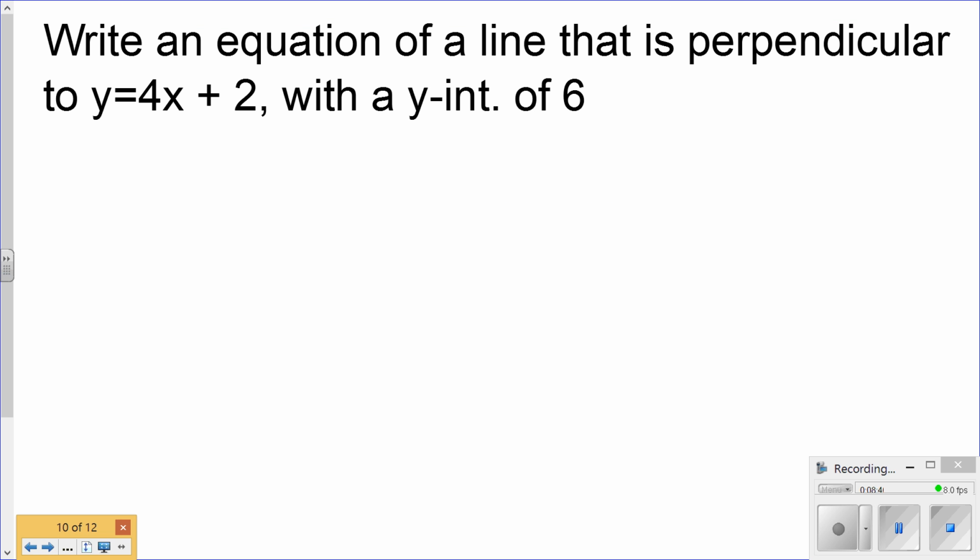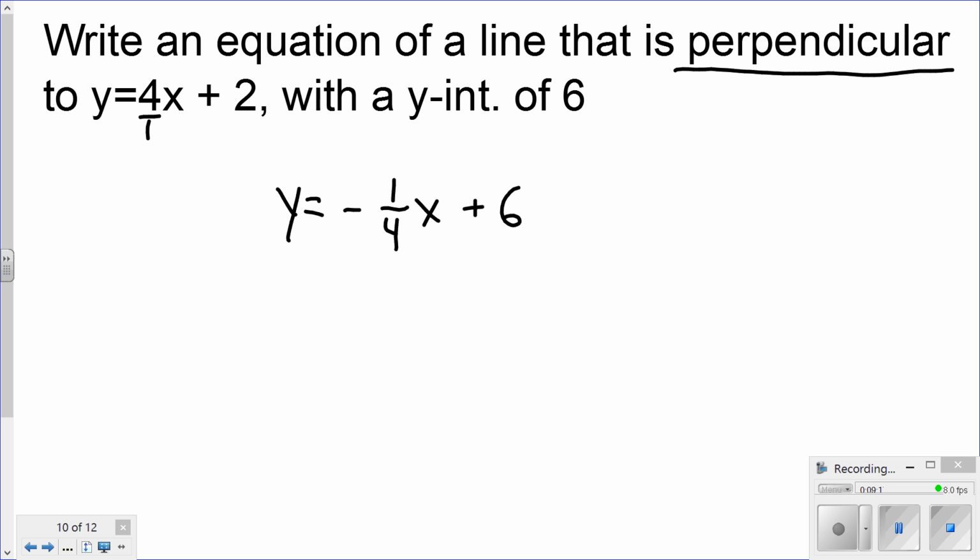So this one says, write an equation of a line that is perpendicular, that's the key word there, to y equals 4x plus 2 with a y-intercept of 6. So since it's a perpendicular line, I look at the slope of 4 and I take the opposite sign and the reciprocal. So it's going to be negative 1/4. Remember, you can write 4 over 1, 1/4, positive, so I make it negative. So it's negative 1/4 x and has a y-intercept of positive 6.